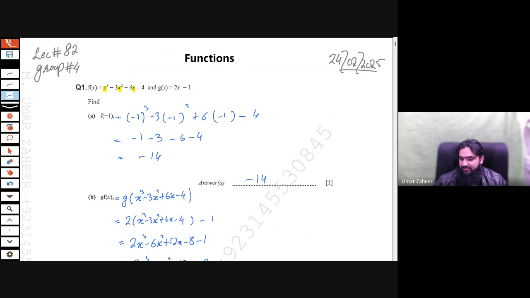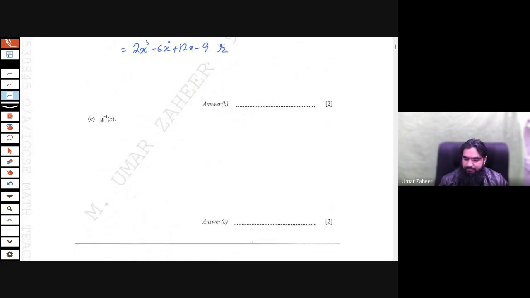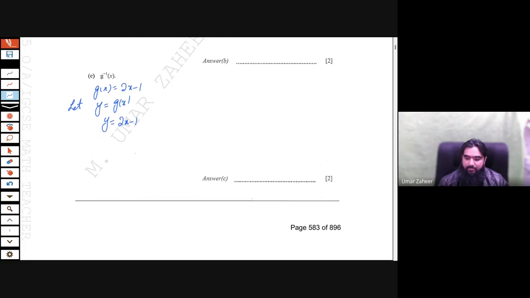Now we have the function g of x is equal to 2x minus 1. We need to find the inverse. The first step we have to do is take y is equal to g of x. We will get the equation y is equal to 2x minus 1. Now from here we have to make x the subject. Minus 1 on the other side will be plus 1, so y plus 1 is equal to 2x. 2 is multiplying, so on the other side it will be divided. So we will get x is equal to y plus 1 divided by 2.